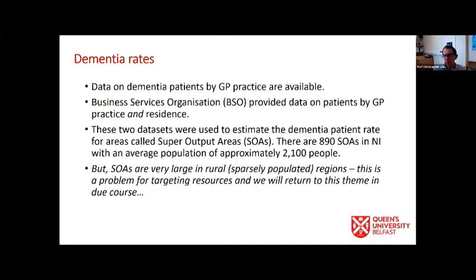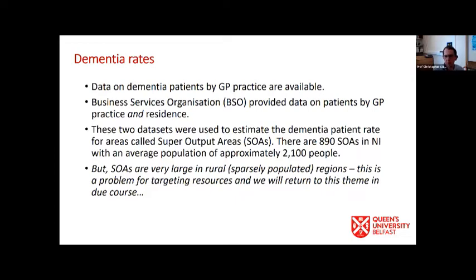So let's take a step back. Irrespective of the geographical units that we use, we were interested in dementia rates. That was our starting premise. Now, in Northern Ireland, we have data on dementia patients, or people living with dementia, I should say, by GP practice. That means that we can map those locations and we can look at where levels are high or where they're low, but they're linked to the GP practice, not to where somebody lives.